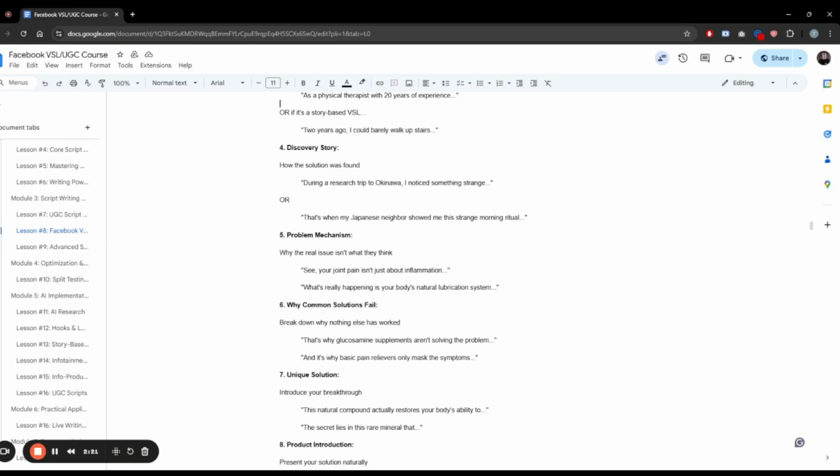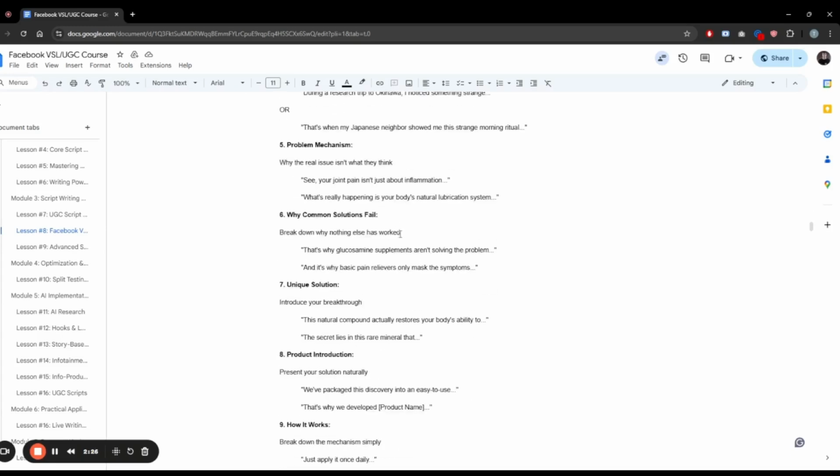Then you move on to explaining why common solutions fail. So break down why nothing else has worked. You can say that's why glucosamine supplements aren't solving the problem, and it's why basic pain relievers only mask the symptoms. Then you transition to the unique solution. You introduce your breakthrough. This natural compound actually restores your body's ability to XYZ. The secret lies in this rare mineral that ABC.